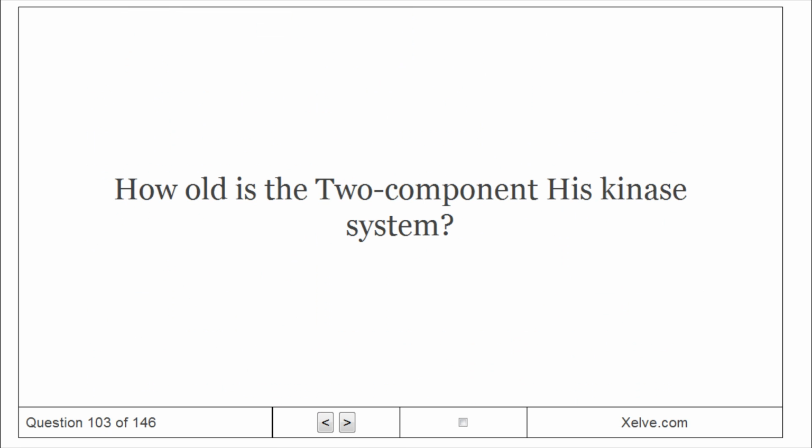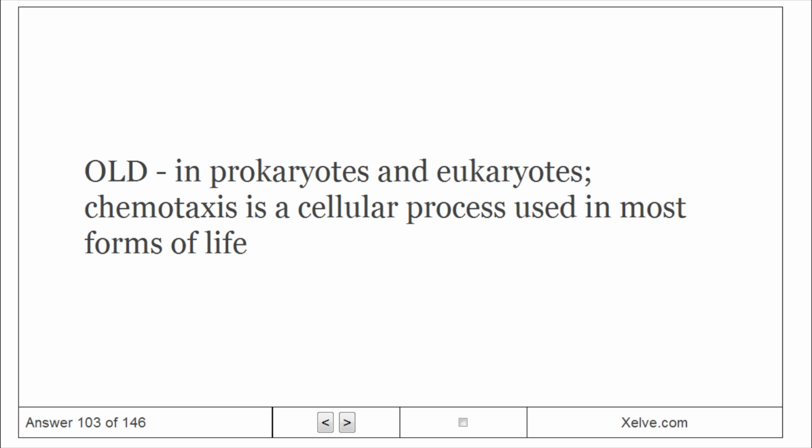How old is the two-component His kinase system? Old. In prokaryotes and eukaryotes, chemotaxis is a cellular process used in most forms of life.